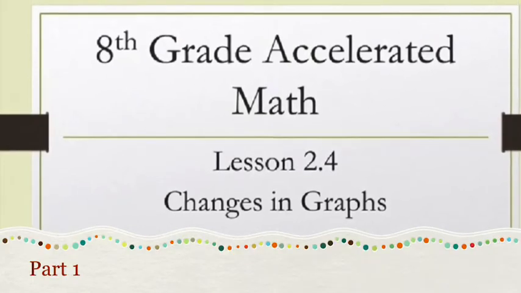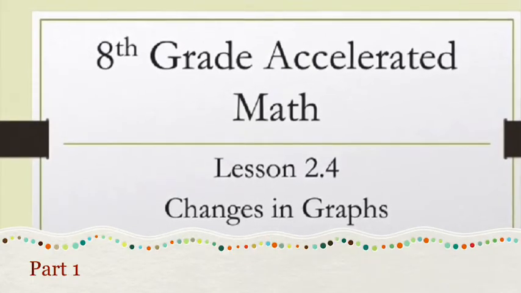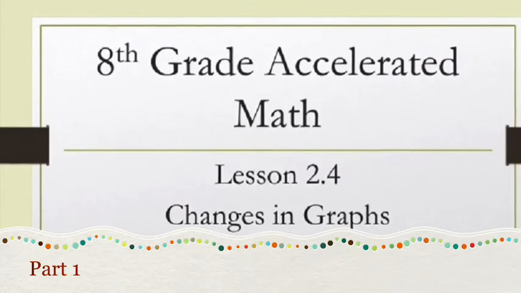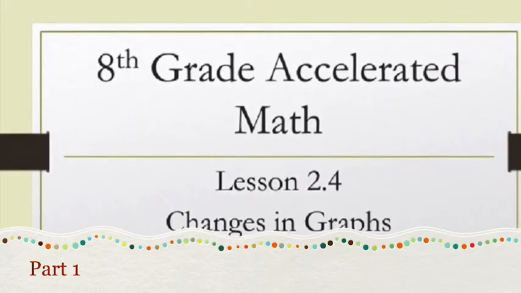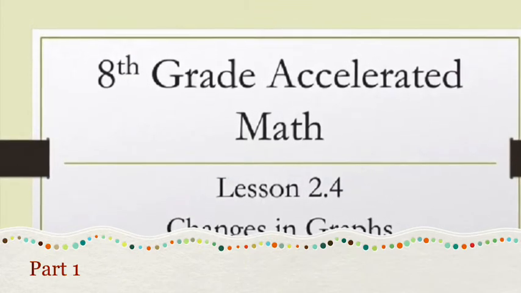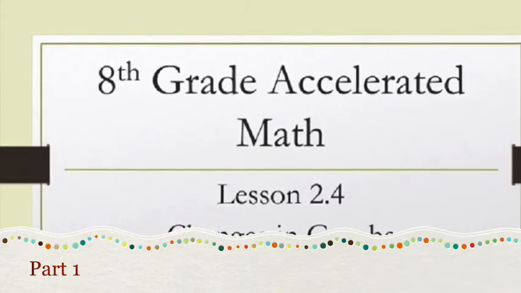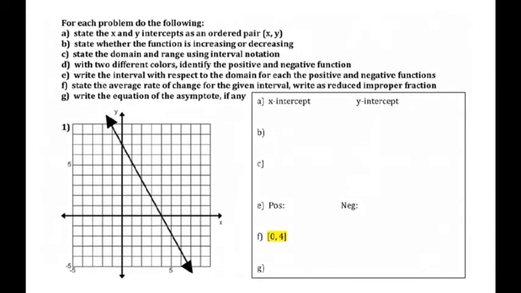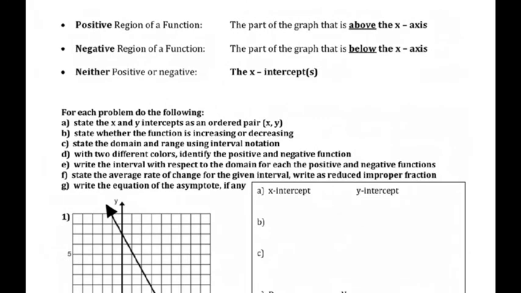This is the first part for Lesson 2.4, Changes in Graphs. Please note that this lesson is a remake of previous lessons, and so the numbers shown in the video, as far as the number of the problem, may not match what's in your book. There's one little new aspect, well actually two, okay? So we're going to talk about the positive region of a graph and a negative region of a graph.